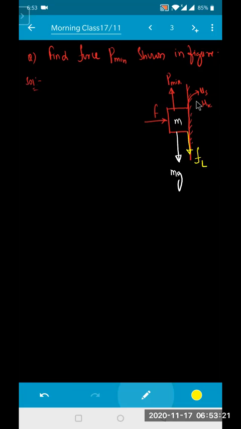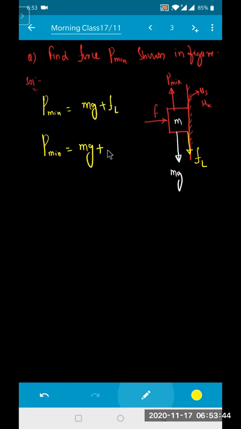It will be FL because he has given μs and μk in the problem. So what will we take here? We will take μs into consideration. So P minimum is equal to mg plus FL. So P minimum is equal to mg plus FL, which is equal to how much?